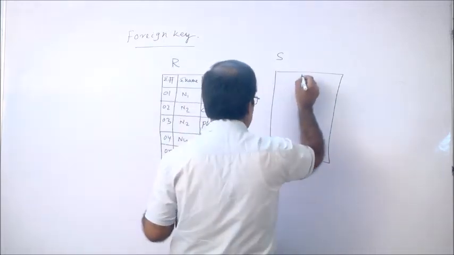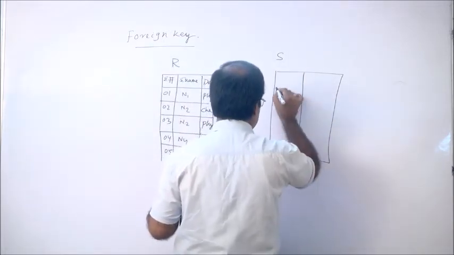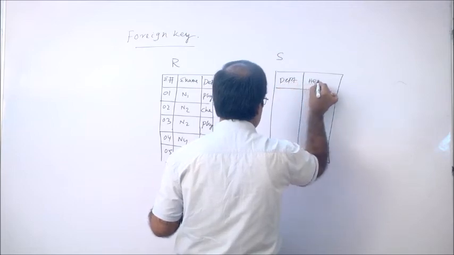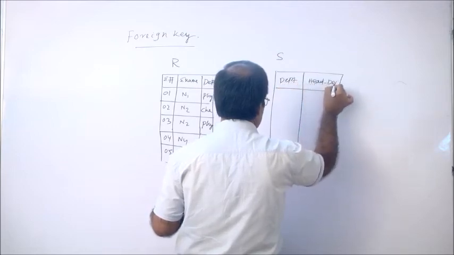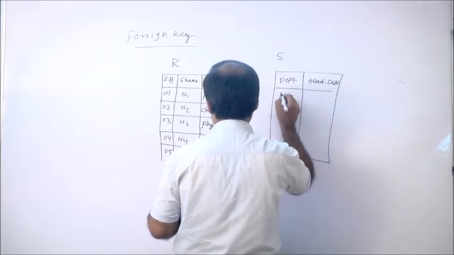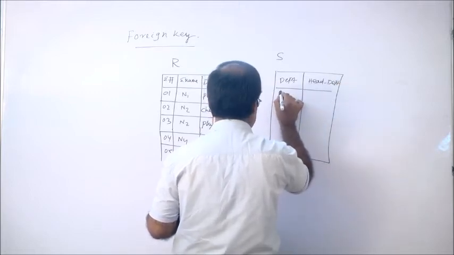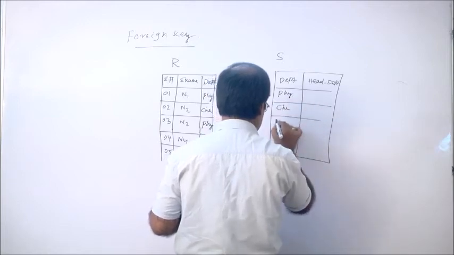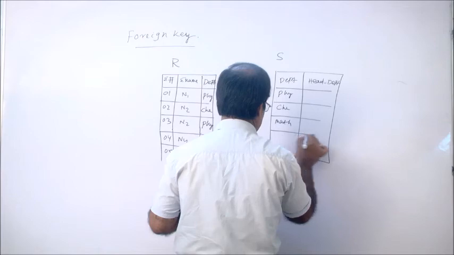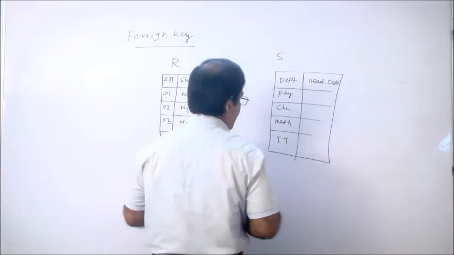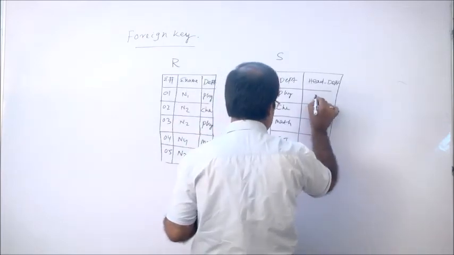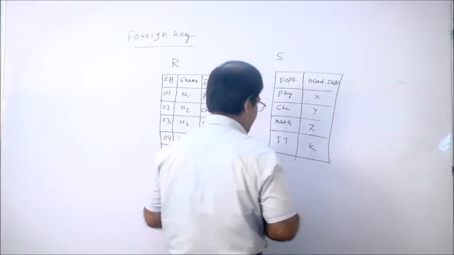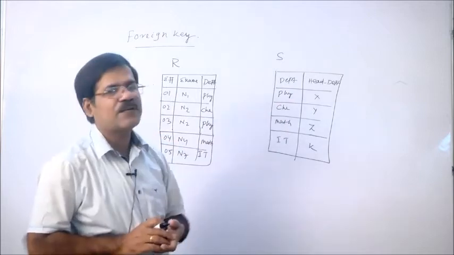So, here S is another table, having two fields: department and head of the department. The departments are physics, chemistry, math, and IT. The head of the department, let it be Mr. X, Mr. Y, Mr. Z, Mr. K, is the head of that particular department.